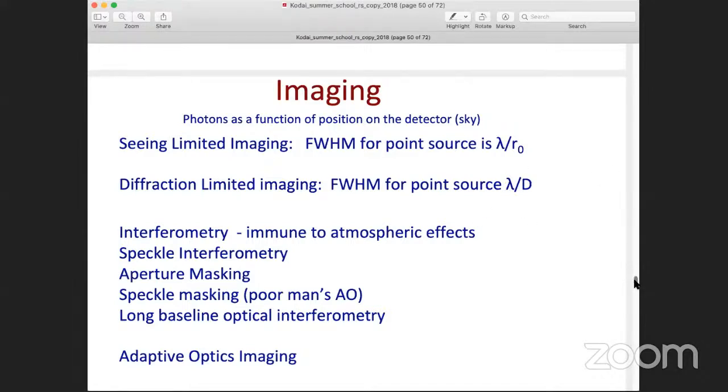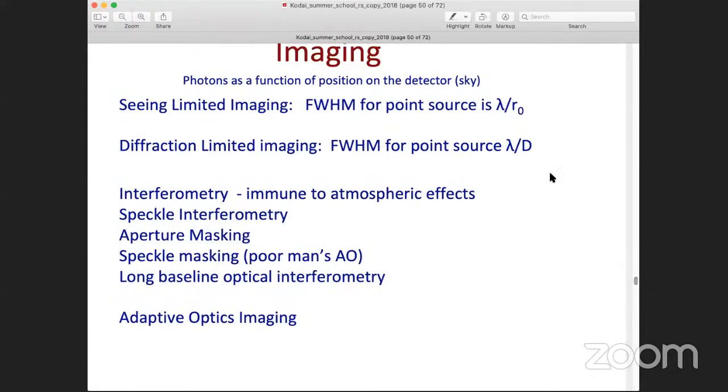There are different technologies, as I mentioned, to get the resolution beyond the seeing limit. Basically, they are interferometry, speckle interferometry, aperture masking, speckle masking, Knox-Thompson, long baseline interferometry, and adaptive optics imaging. These are the various imaging technologies which will help you achieve the resolution corresponding to the diffraction limit of the telescope, even though you are operating under the ground-based seeing limit.